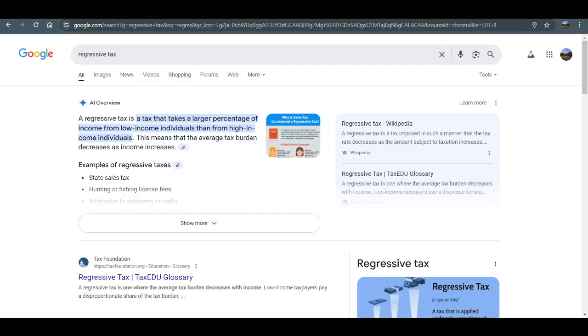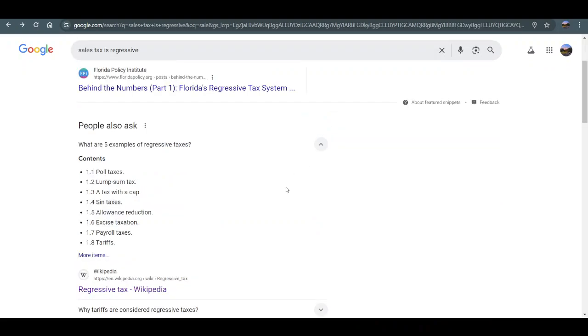A tariff is a type of regressive tax, which means the lower your income level, the larger percentage of your income you pay in taxes. The classic and largest impact is sales tax. Other types of regressive taxes are anything with a cap, like Social Security, and excise taxes, like gasoline.